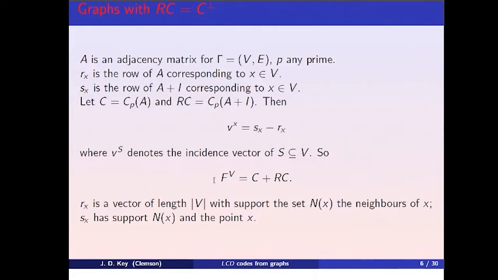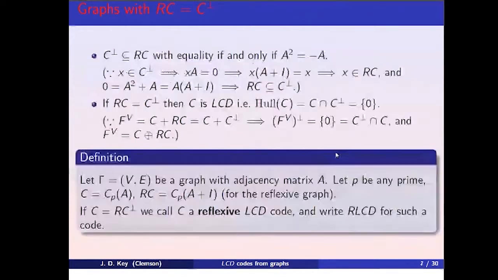So anyway, the whole space, F to the V, is the sum of these two, but normally not a direct sum. Okay. So just from simply looking at A and A plus I, C perp is always in RC, and there's the reason for it. If I take X in C perp, then XA is 0 by definition, which means X(A plus I) is X, and voila, X is in RC.